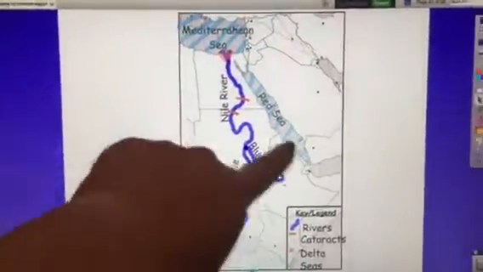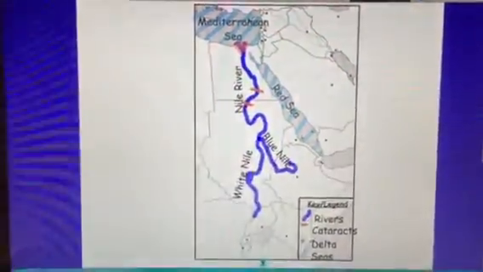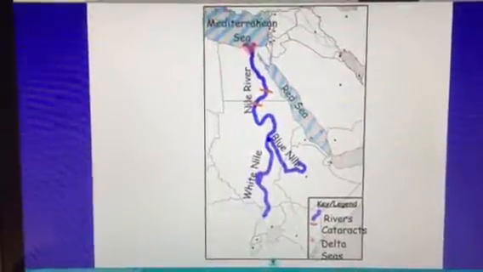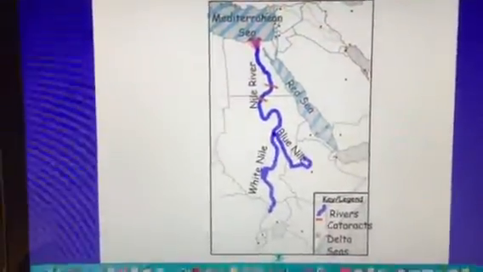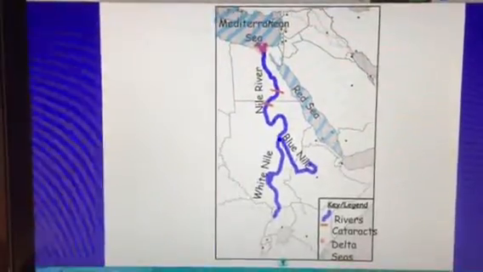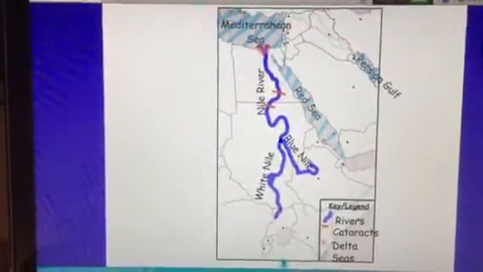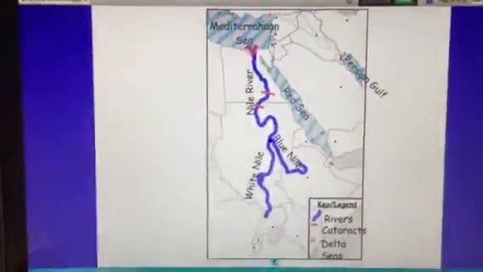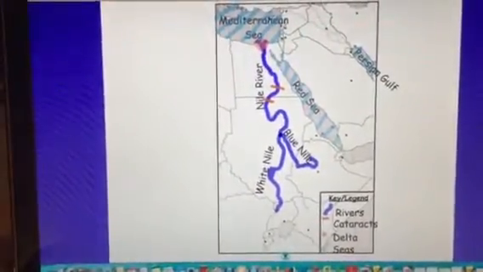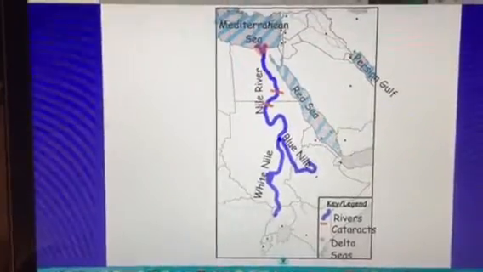Okay, the Red Sea is off to the west. Just kidding, the east. It's off to the east. And you may or may not have the Persian Gulf on your map. I don't think that you do, but just in case, color that in and label it as well.